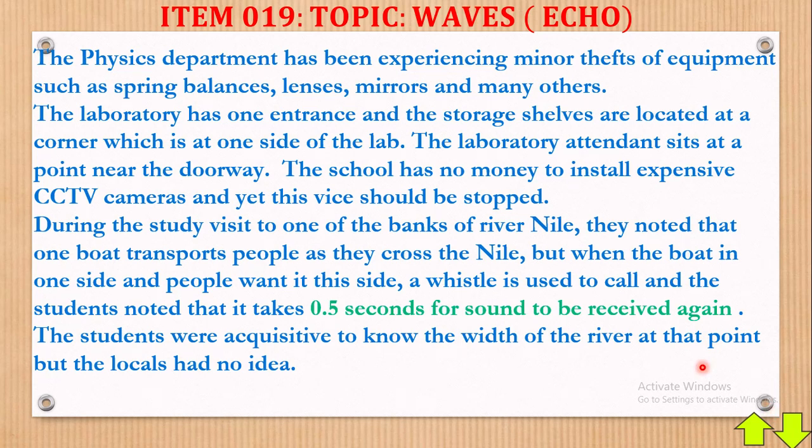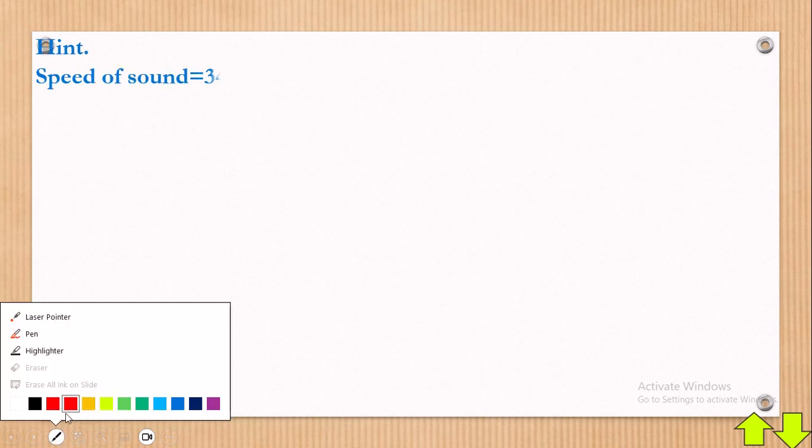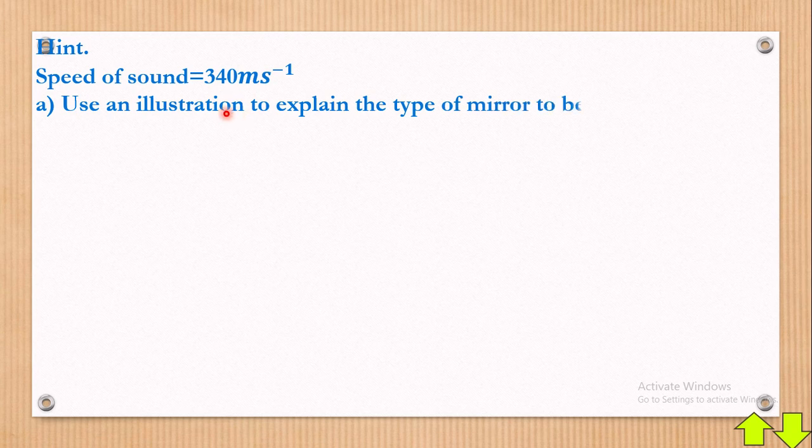We move to the next part. Now let's get the hint here. They're telling us that the speed of sound is 340 meters per second. Of course, this is the speed of sound in air, or just the speed of sound.